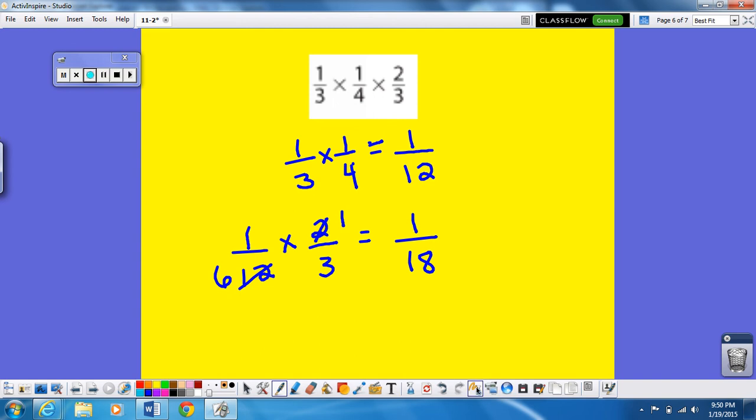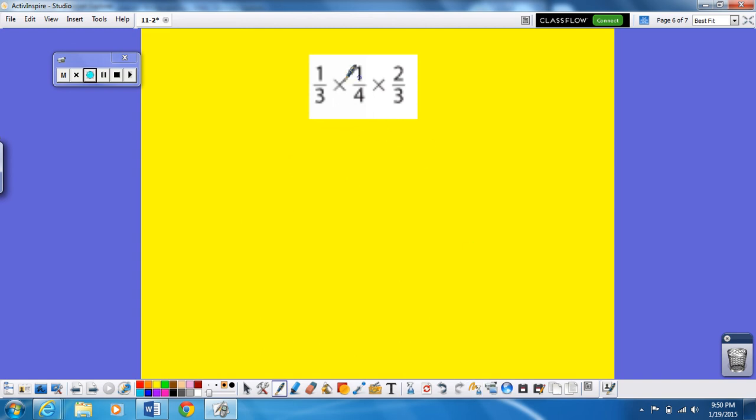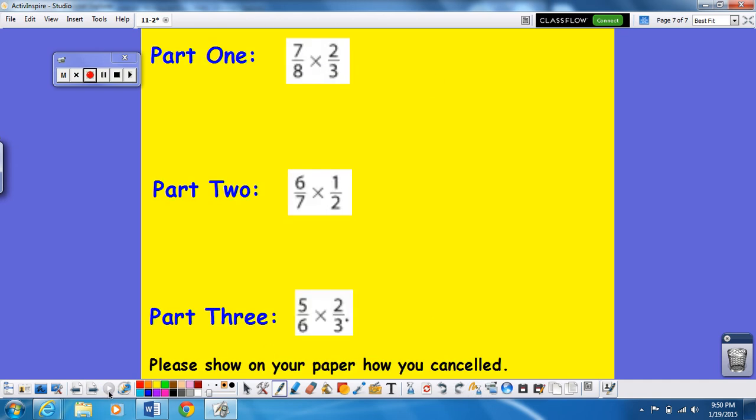Now let's go back up. I want to erase this. Let's go back up and see, could we have cross-canceled here? Yes. 2 and 4. Make that a 1 because 2 divided by 2 is 1, and 4 divided by 2 is 2. So now we have 1 times 1 times 1, which is 1, over 3 times 2 is 6 times 3 is 18, which was the same answer we got when we broke it down. We just didn't have to do as much work right there. Okay, gosh, that was really fast.